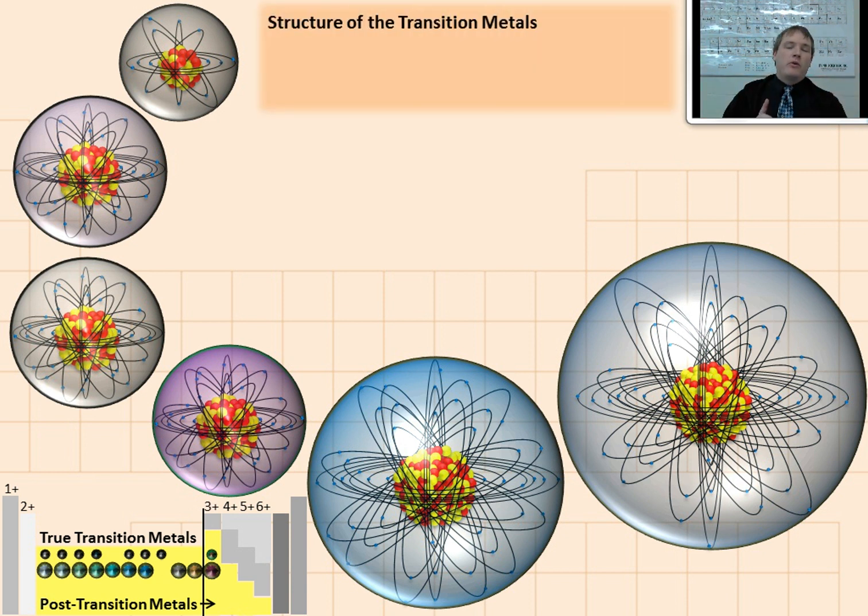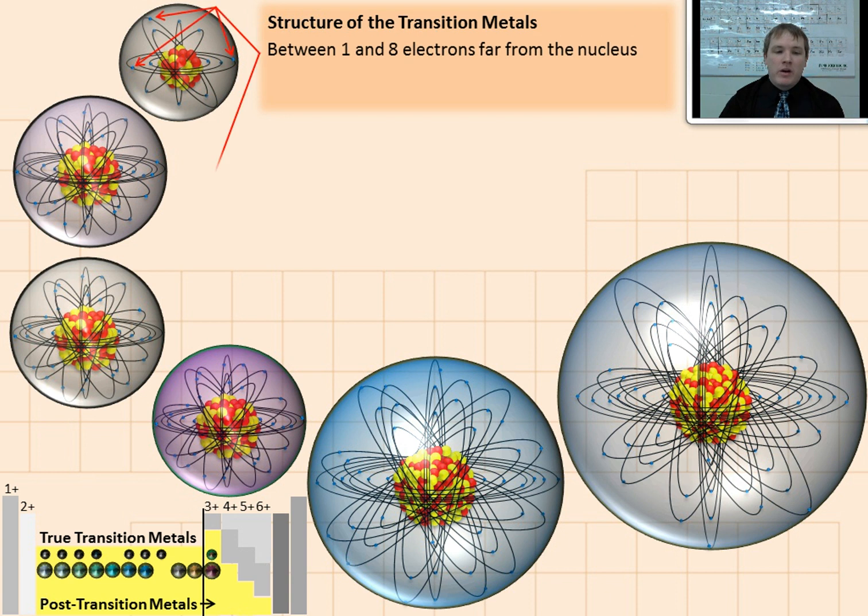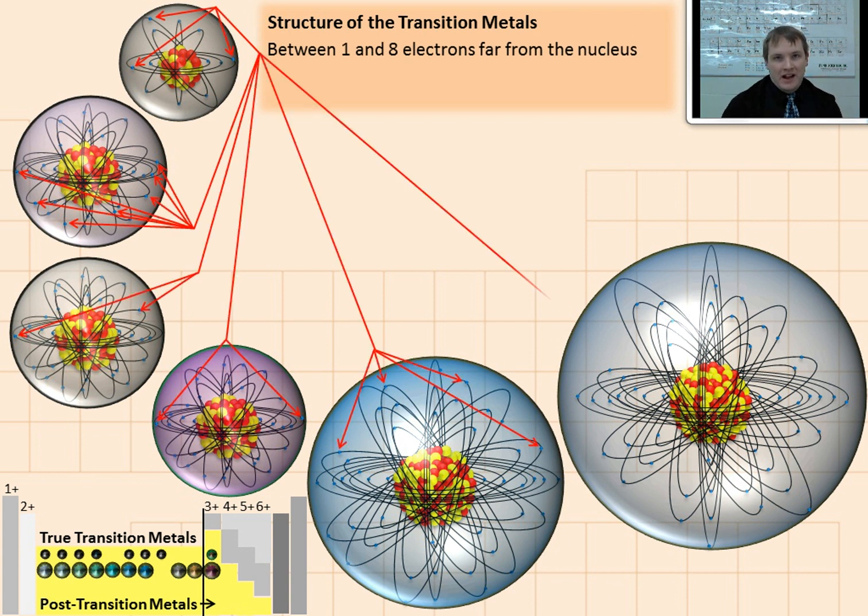First of all, as we're thinking about the structure of the transition metals, it's important to realize how many electrons they have in their outer layers. Remember, the alkali metals all had 1 electron in their outer layer. Alkaline earth metals, 2 electrons in their outer layers. The transition metals can have anywhere between 1 electron on the very outside to 8 electrons on the outside that are available for bonding with other atoms. It changes from atom to atom.